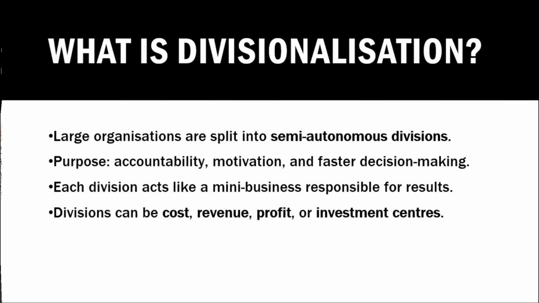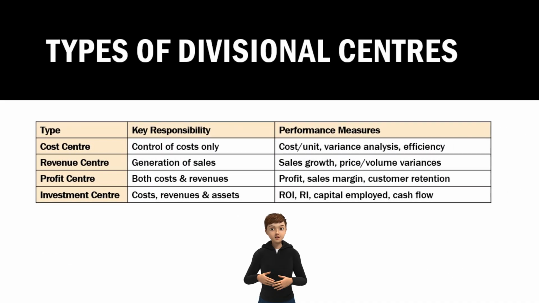There are four main types of responsibility centers. A cost center focuses on cost control only, for example, an IT department. A revenue center aims to maximize sales but doesn't control costs. A profit center manages both costs and revenues, such as a restaurant branch. An investment center handles costs, revenues, and capital employed, like an entire business unit. Investment centers are measured using return on investment, ROI, and residual income, RI.